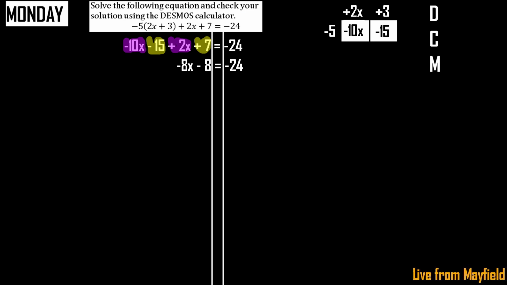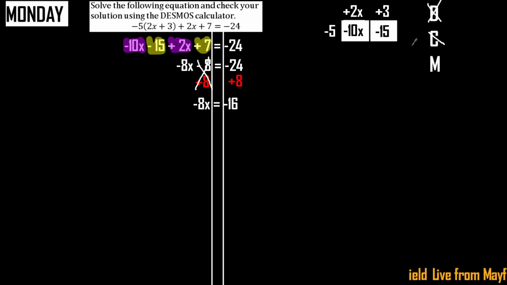So we did our distributive property. We're combining like terms. We want to get it so all the variables are on one side, which we have, and we want to get all the constants on the other. So let's add the opposite to both sides. So add 8 to both sides. Again, this cancels out. And so what are we left with? Well, we should have a negative 8x equals a negative 16.